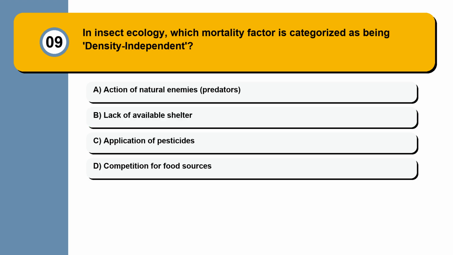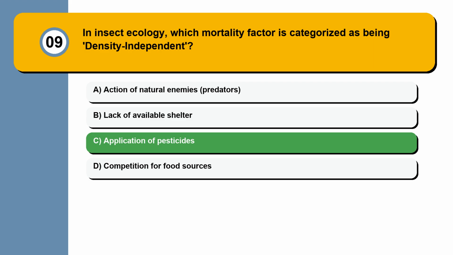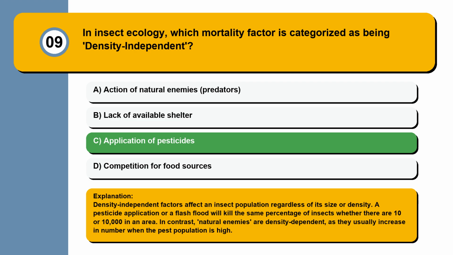Question 9. In insect ecology, which mortality factor is categorized as being density independent? Action of natural enemies, predators, lack of available shelter, application of pesticides, competition for food sources. Density-independent factors affect an insect population regardless of its size or density. A pesticide application or a flash flood will kill the same percentage of insects whether there are 10 or 10,000 in an area. In contrast, natural enemies are density-dependent, as they usually increase in number when the pest population is high.